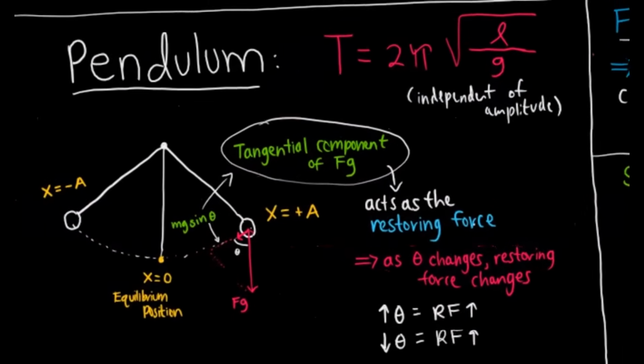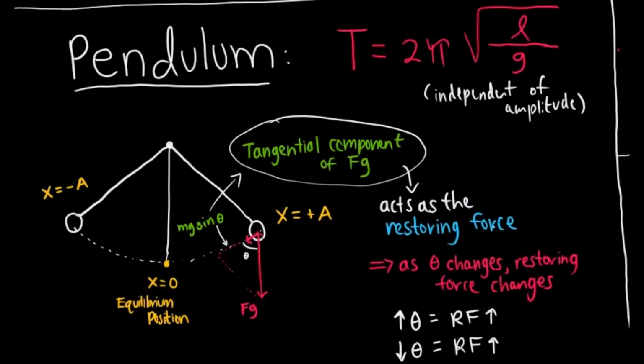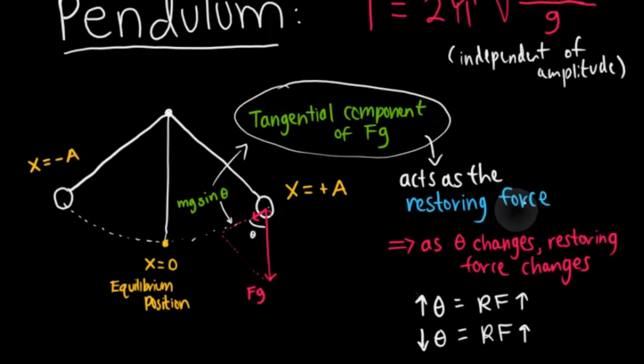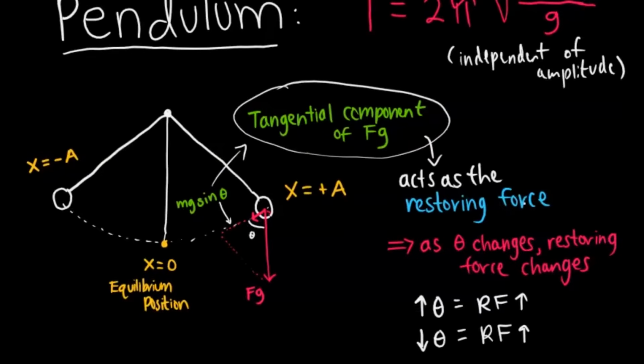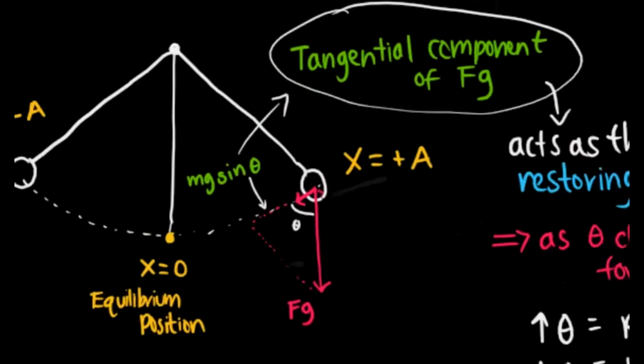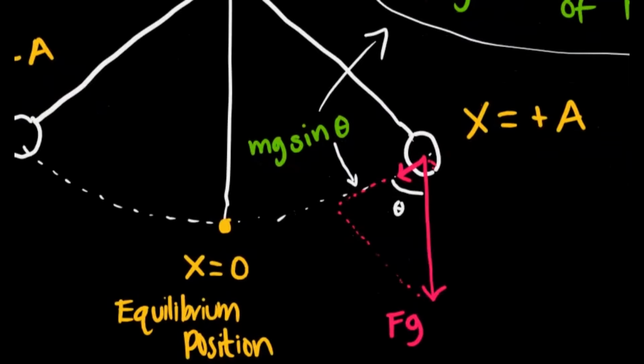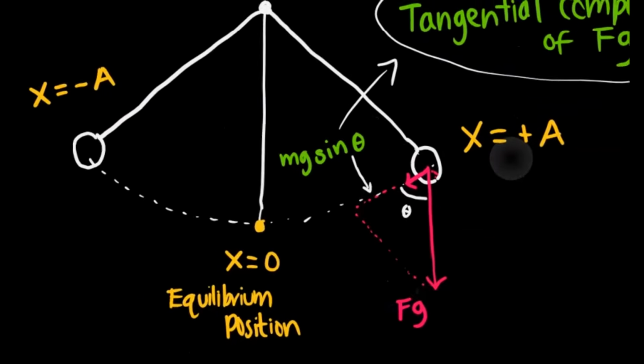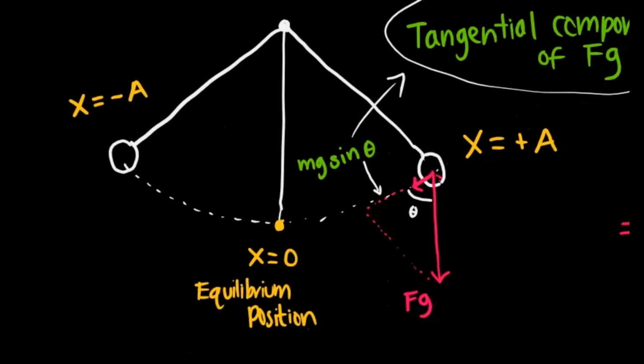So let's first look at a pendulum. The equation for a pendulum is 2 pi times the square root of the length of the pendulum over the gravitational constant. Something to know about the equation is that it is independent of the amplitude, right? If you zoom in on this ball, we can see that the restoring force is the tangential component of Fg. And this is the force right here. You can see that mg sine theta is what gives you that tangential force, and that's going to push the pendulum back towards its equilibrium position.